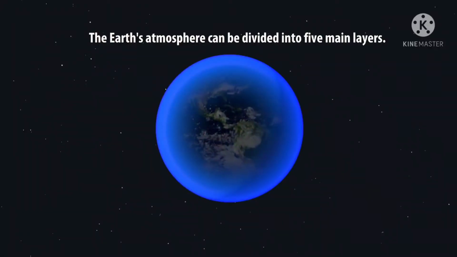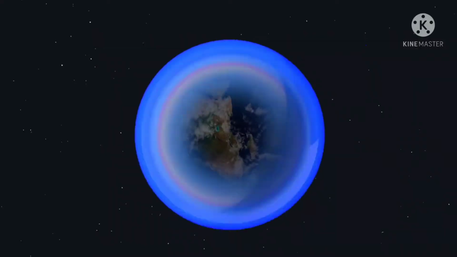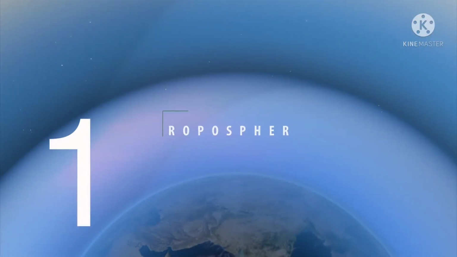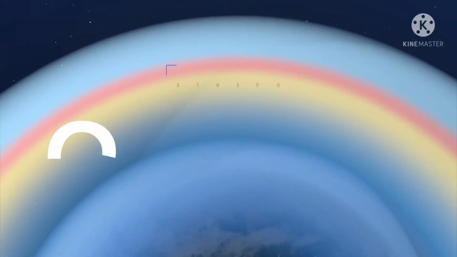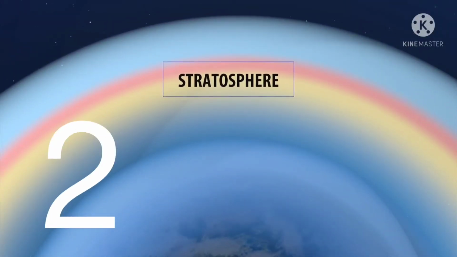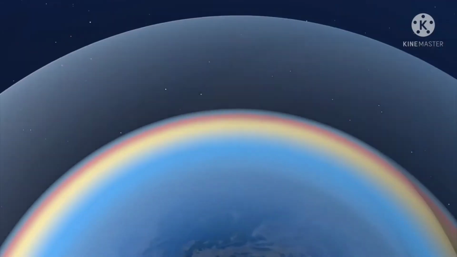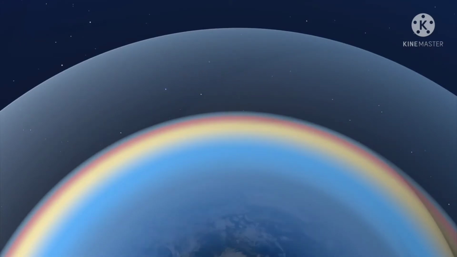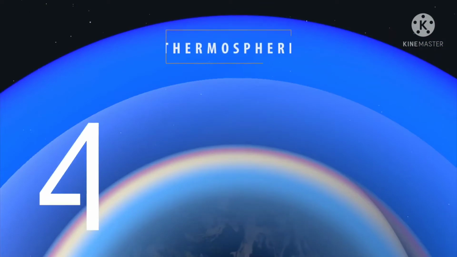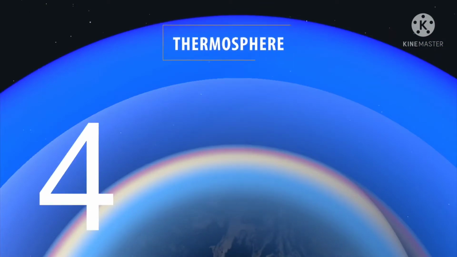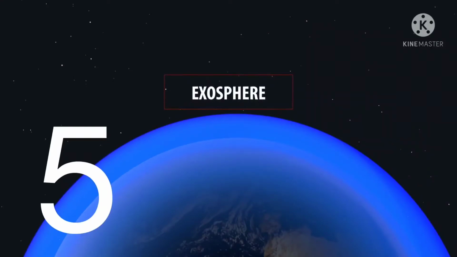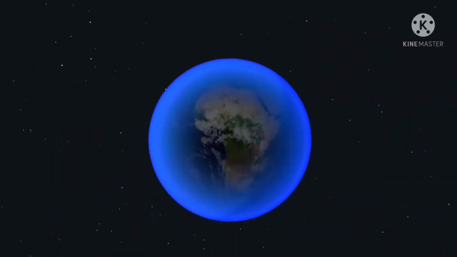The Earth's atmosphere can be divided into 5 main layers. First, troposphere. Second, stratosphere. Third, mesosphere. Fourth, thermosphere. And fifth, exosphere.